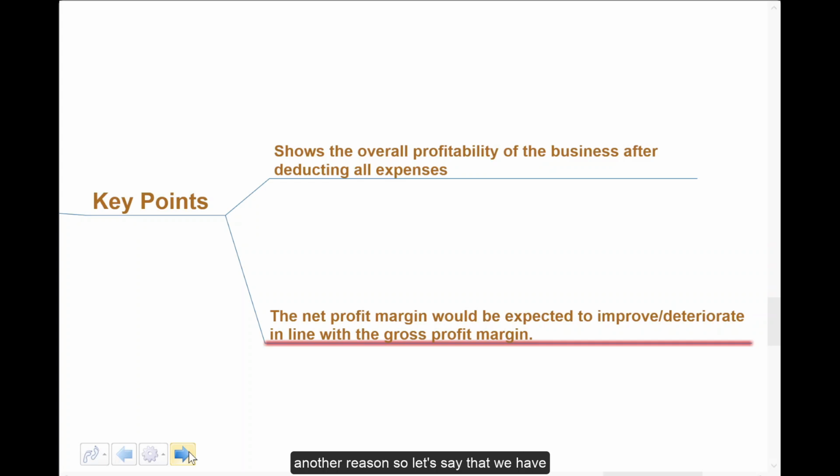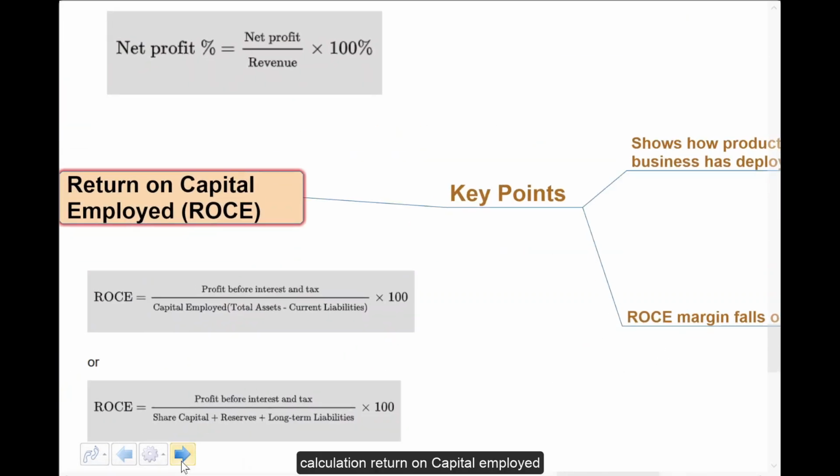So let's say that we have an improvement in gross profit margin and there's very little improvement in net profit margin. Why would that be? Well, it must be a lack of control over indirect expenses, e.g. stationery, motor expenses, etc., etc. So watch for the underlying meaning behind falls and rises as well as the calculation.